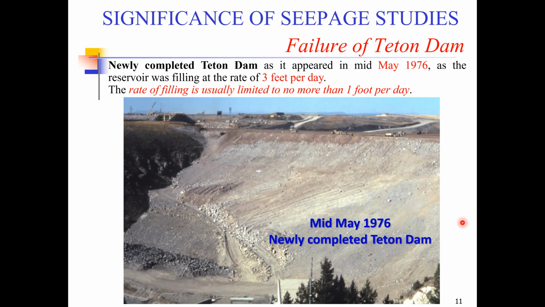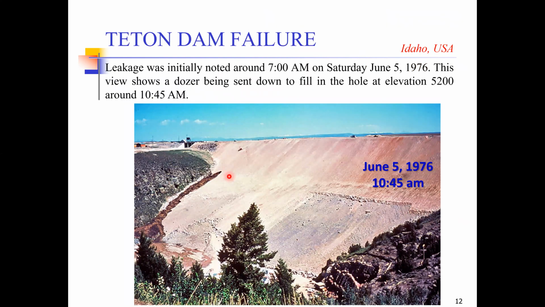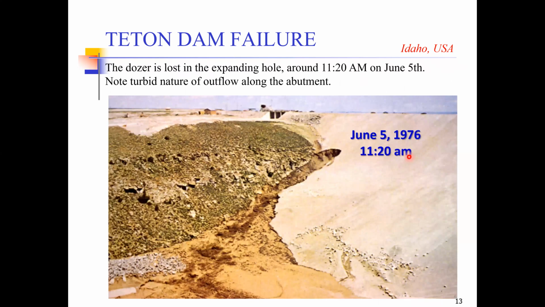So this was the initial image of the dam, which was opened around May 1976. And within around 1 month, some leakage started from the dam. As you can see, it is June 5, 1976, and some leakage started occurring here. This leakage was observed early morning, and you can see a dozer which was sent down to do all the repairs. Now, this timeline is important for you. This figure was taken at around 10:45. The next image I'm going to show you was at less than 1 hour after that. In less than 1 hour, you can see the extent of this damage has increased so much.